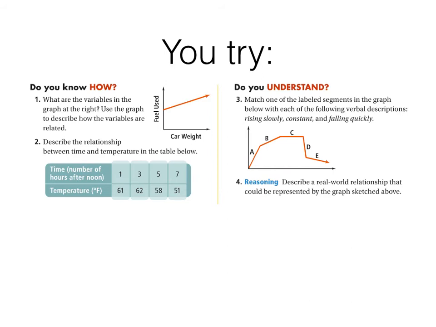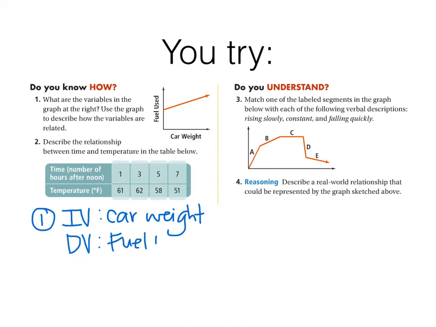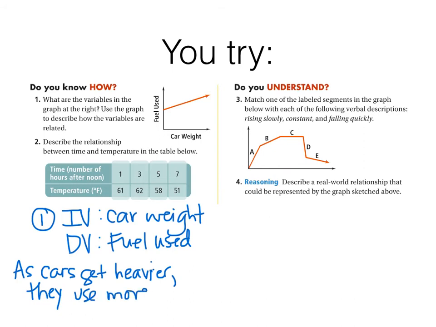What are the variables in the graph at the right? Use the graph to describe how the variables are related. Well, in number 1, the independent variable would be, remember, that's your x, car weight, because that's what's changing. That's the changing variable. The dependent variable depends on what the independent variable is, and that's the fuel used. Well, can we describe what's up here? Okay, as cars get heavier, what happens? As they get heavier, they use more fuel.